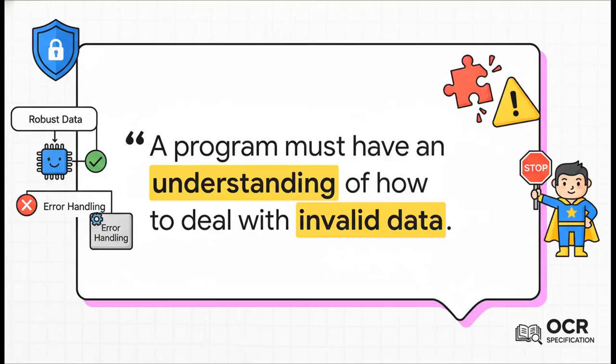Simple as that. Now, pay close attention here, because this is a direct quote from the OCR specification. It's not just a friendly suggestion, it's a requirement. It says your program must know how to handle invalid data. This is an examinable skill. Your code can't just cross its fingers and hope for the best. It needs a solid plan for when things go wrong.